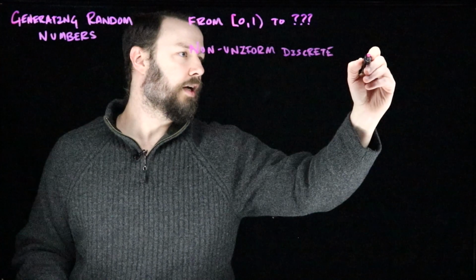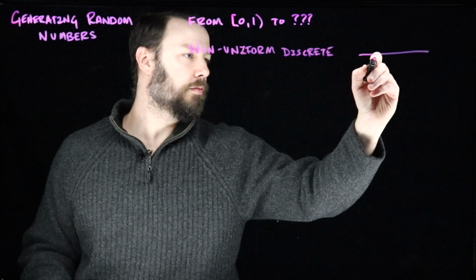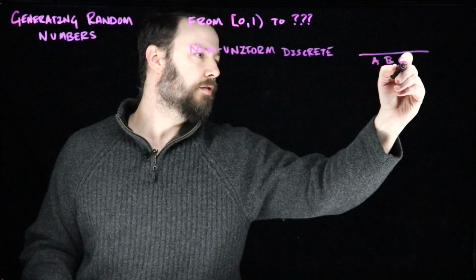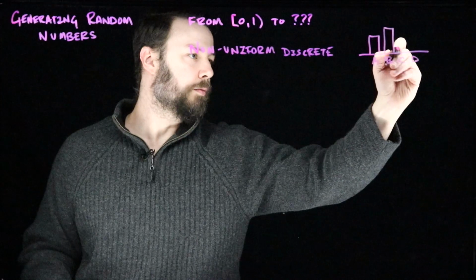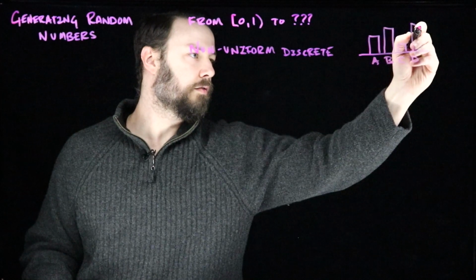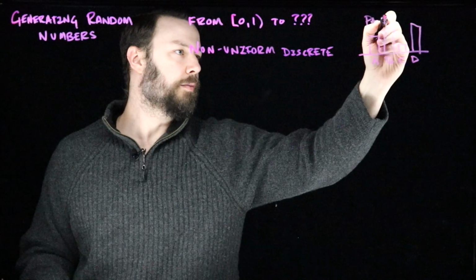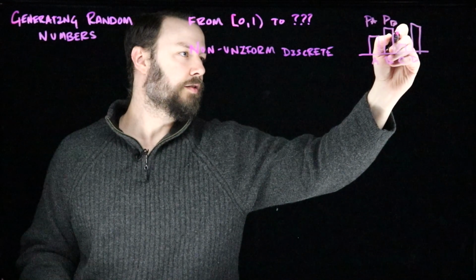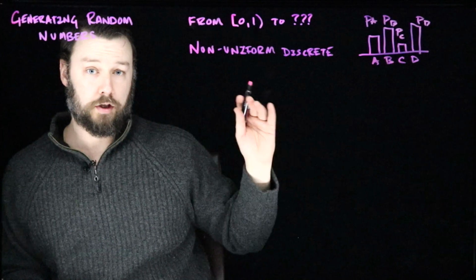So let's imagine that we have some little distribution over, let's say, A, B, C, and D, and they have some probabilities like this. Let's call this PA, PB, PC, and PD. And of course, those numbers all add up to 1.